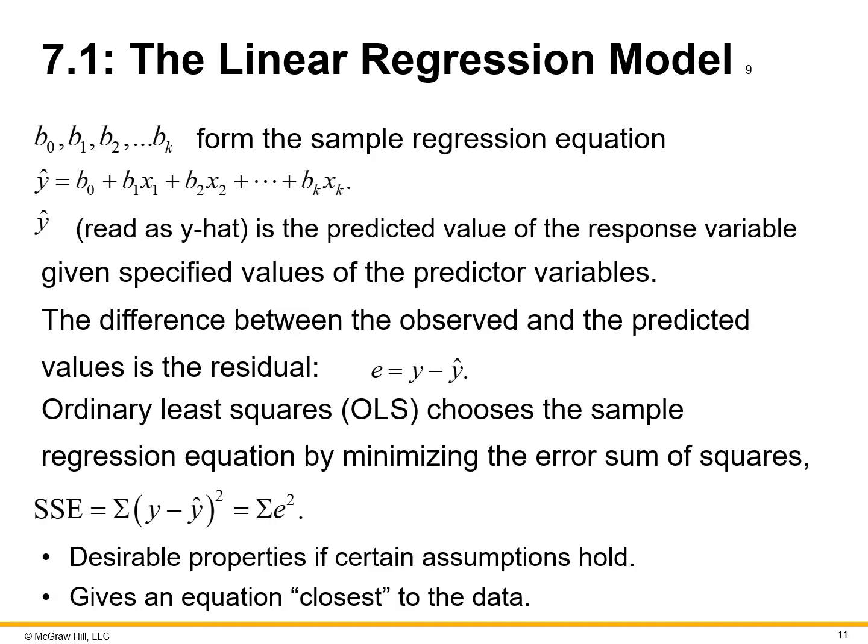This is what a formula would look like to form that sample regression equation. Following this formula, the y and the y hat above it is the predictive value of the response variable, given specified values of the predictor variables. The difference between the observed and predictive value is the residual, anything left over after that. Ordinary least squares, or OLS, chooses the sample regression equation by minimizing the sum of squared errors. It has desirable properties if certain assumptions hold, and it gives the equation closest to the data.